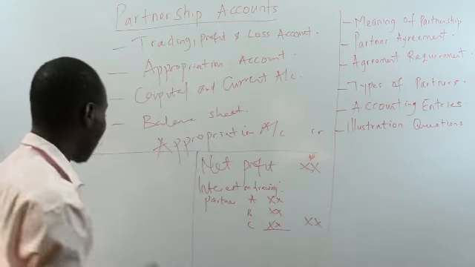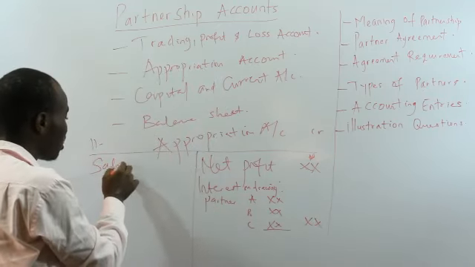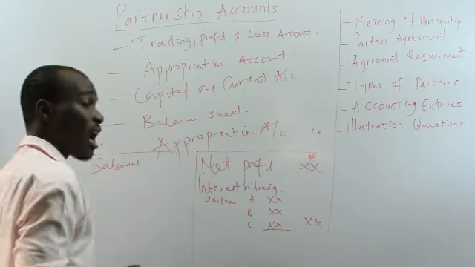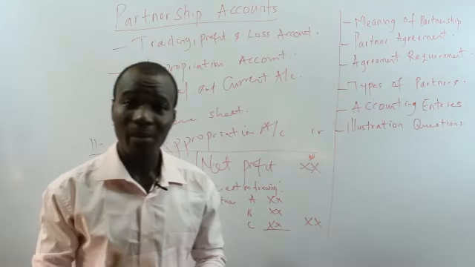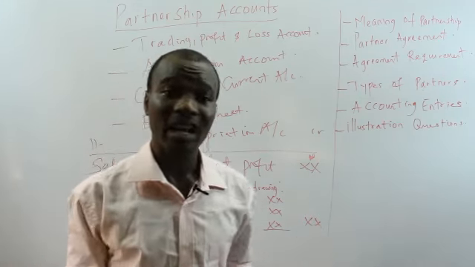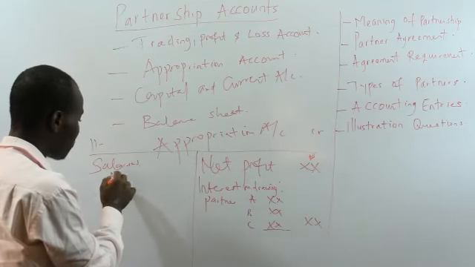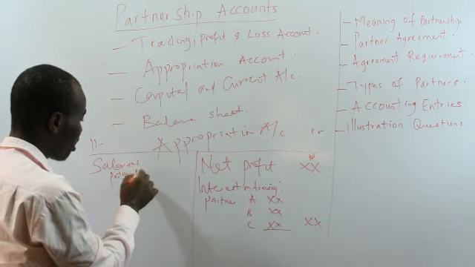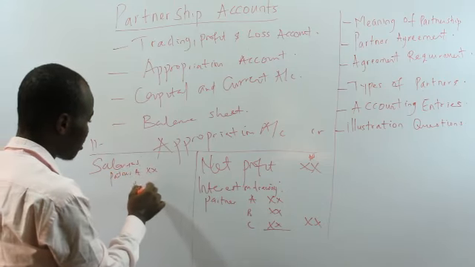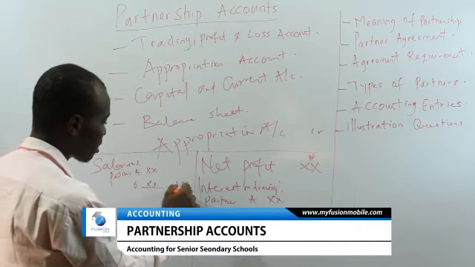So the next thing is salaries. Any partner that is being given salary within the period, the accounting entry is to debit the appropriation account and credit the capital account or current account of the partners. So we are going to have partner A. Let's say two partners were given salary within the period, A and B. That gives us excess.